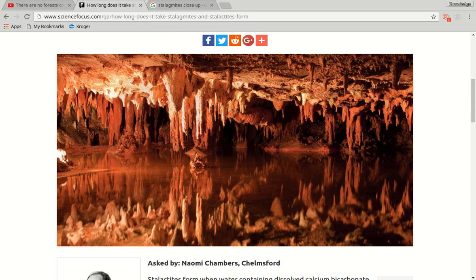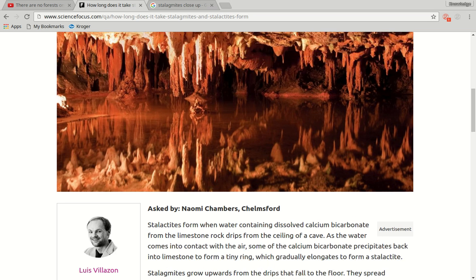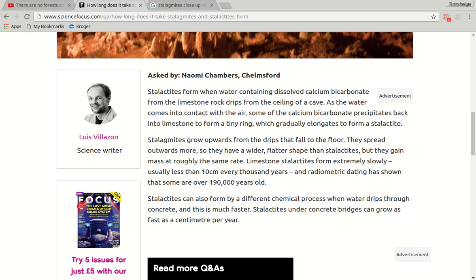Here we have an example of those, and you would think maybe this is some living thing that grows, because we do know they grow, and however people may disagree on the rate of growth, we can see here that they do sort of grow. But this doesn't mean they were once living things with DNA in them. This is a very quick little thing I'll just read here. Stalactites form when water containing dissolved calcium bicarbonate from the limestone rock drips from the ceiling of a cave.